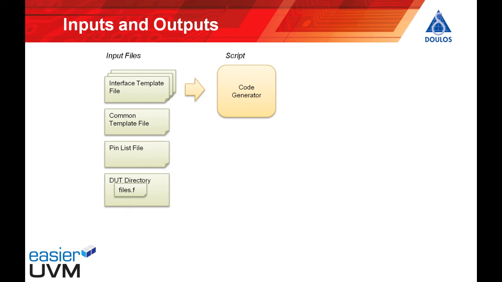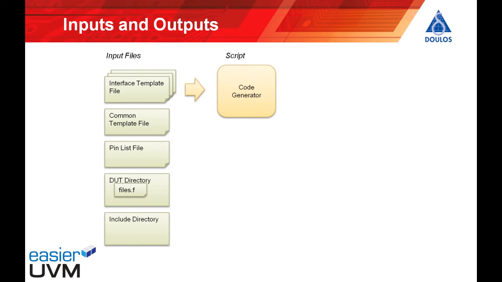Then comes the DUT directory. The DUT directory contains all or many of the files that constitute the DUT, and the code generator finds the DUT files using a single file named files.f, which must be located within the DUT directory. This is a file containing command line flags that are used by the simulator.